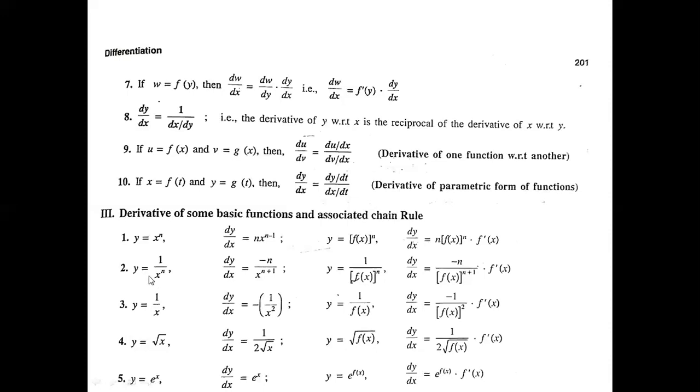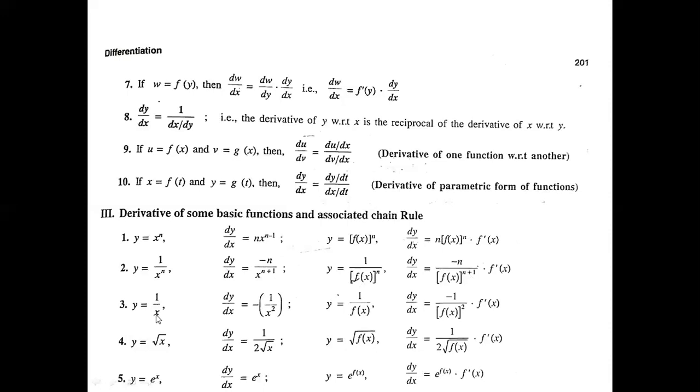Next, second one, y is equal to 1 by x to the power n. Then easily dy by dx is minus n by x to the power n plus 1. If y is equal to 1 by f of x whole to the power n, dy by dx is equal to minus n by f of x whole to the power n plus 1 into f dash.